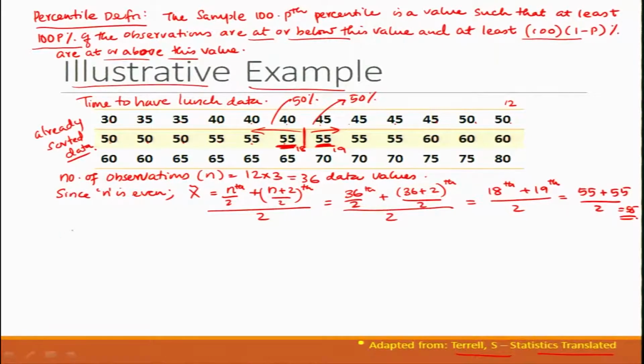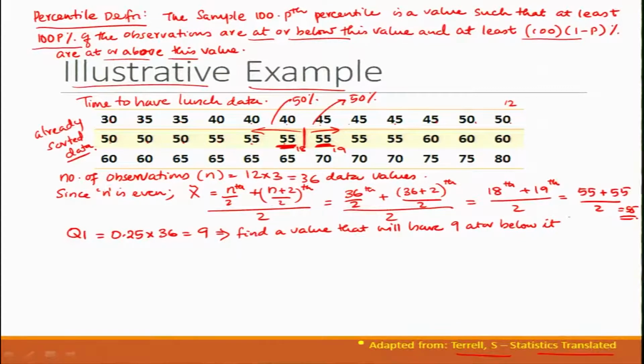Now similarly, let us do Q1. Q1 is the 25th percentile, which is 0.25 times 36, which is 9, 1/4 of the 36. 9 implies find a value that will have 9 observations at or below it, and 27 observations above it, because there are 36 of them.